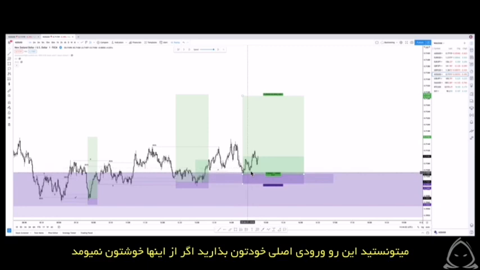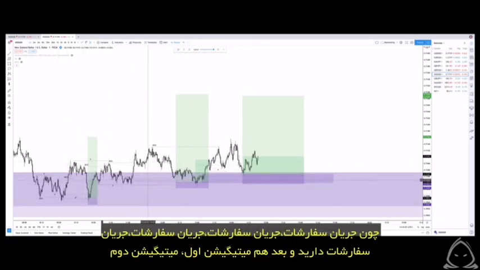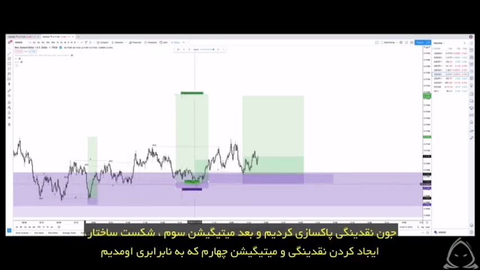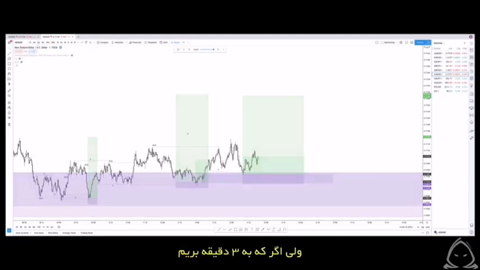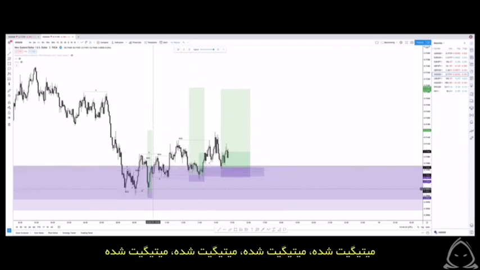You could have taken this as your actual initial entry if you didn't like these, because now you've seen order flow, order flow, order flow. You've got mitigation 1, mitigation 2 because you swept the liquidity, then mitigation 3, breaker structure, drop liquidity, mitigation 4, we literally came down to some imbalance. But if you go on the 3 minute, you can now see how everything's healthy.